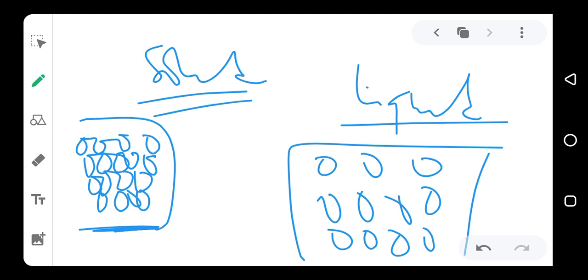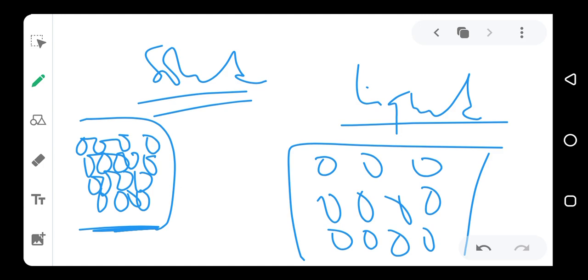And that is why we see solid as a rigid object, something we can hold, something that has a particular shape, because they will come together and they don't like to move away from each other. That is why we can hold a solid, because they are always close to each other. They form a bulk that we can hold.